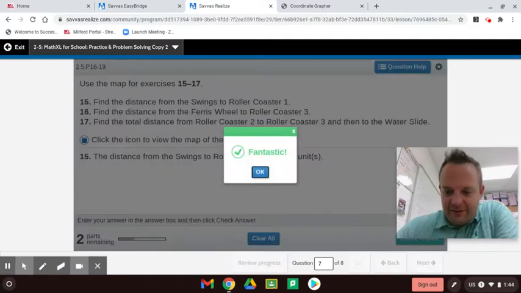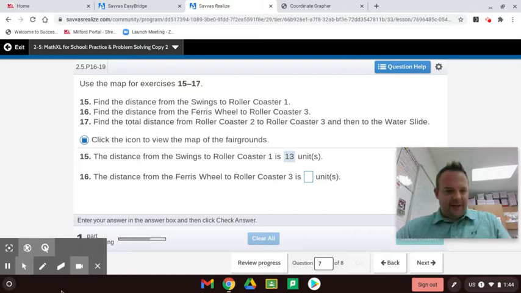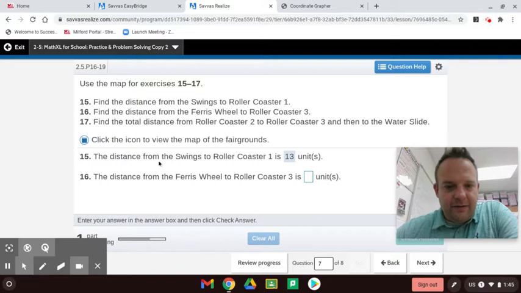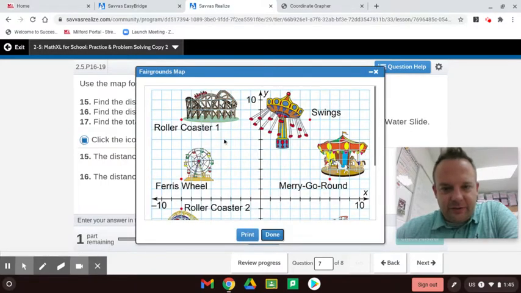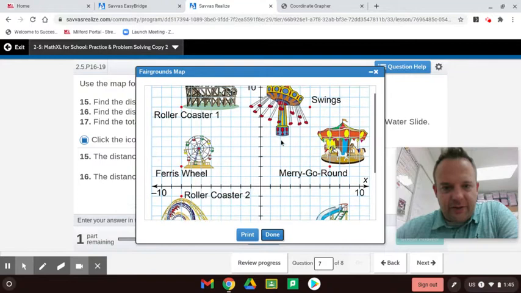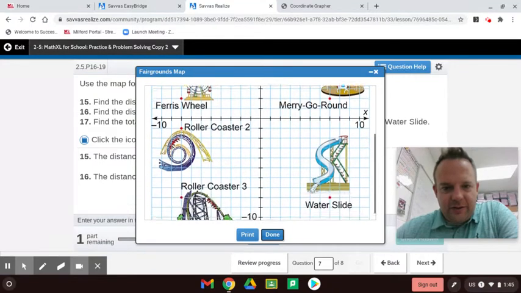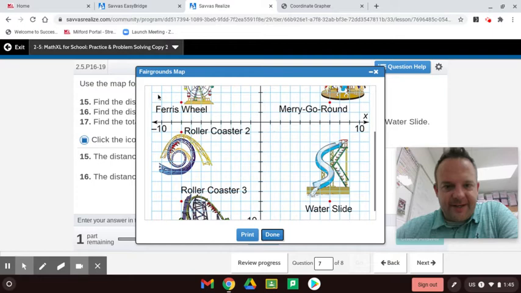13. All right, this next one, we have the Ferris wheel and roller coaster 3. Oh, there it is. We're crossing the x-axis here. Here's an easy way to do this. You see from here to here is 2, and from here to here is -8. So that's 8 plus 2. That's 10.